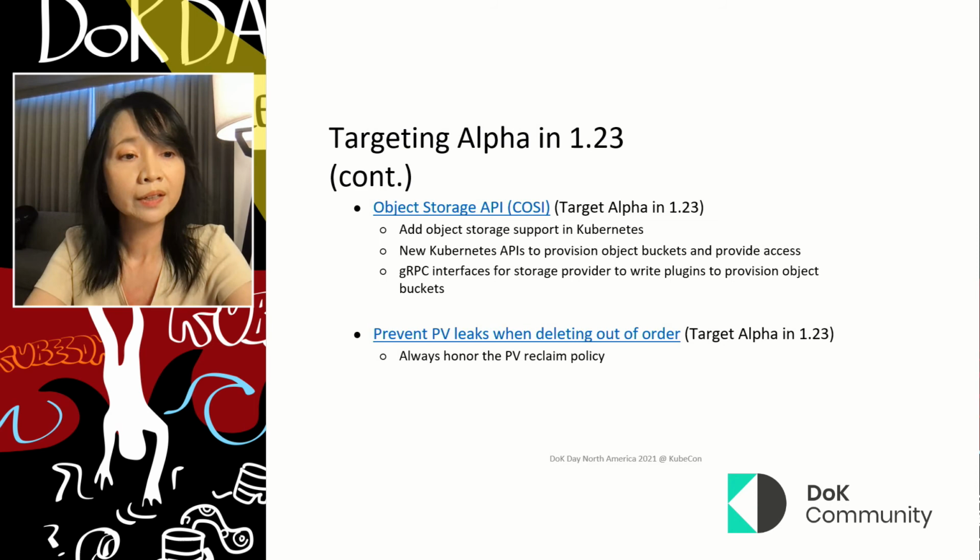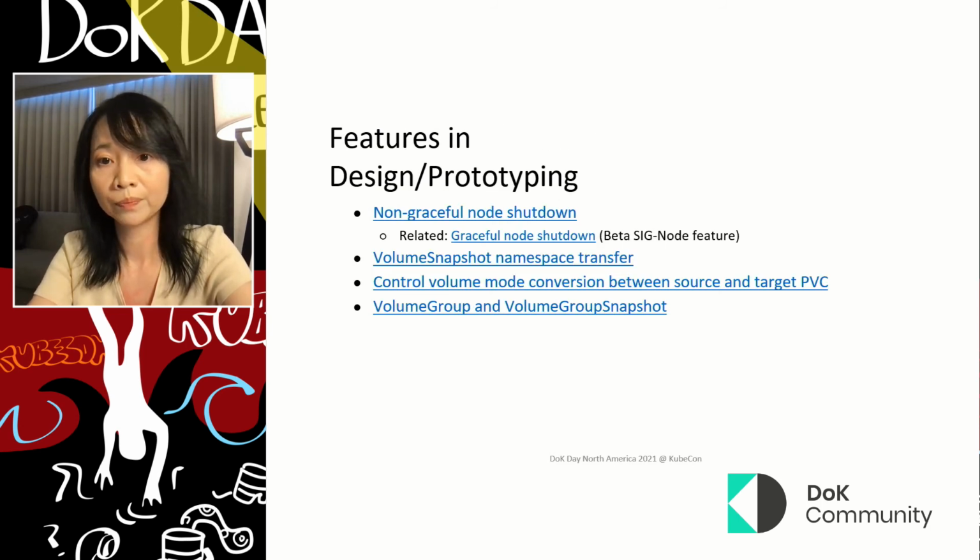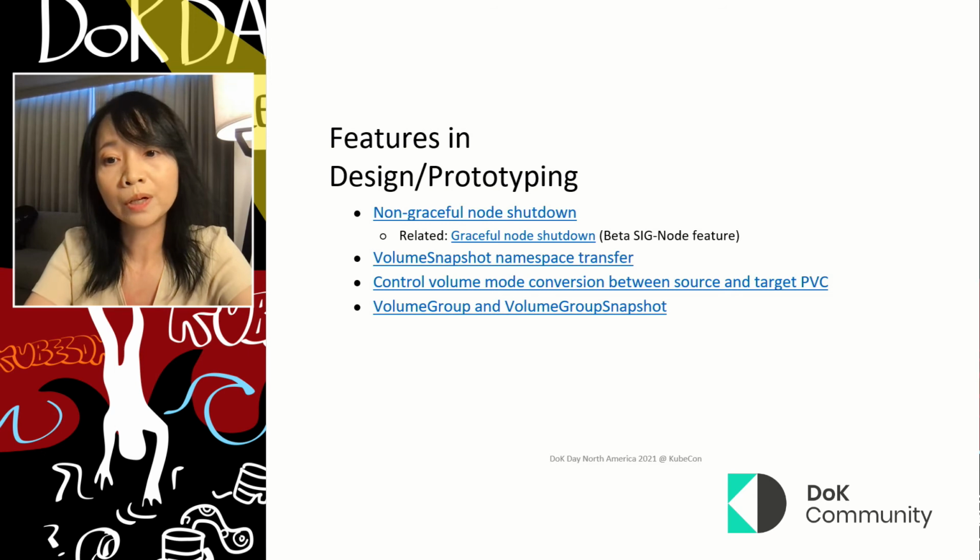And the second feature listed here is preventing volumes from being leaked when deletion is out of order. This means that the PV reclaim policy should always be honored. If it is delete, then the volume on the storage system should be deleted when the PV is deleted, regardless of whether the PVC or PV is deleted first. This is targeting alpha in 1.23. There are also a few other features that are still in design or prototyping phase. I included links for your reference, but I won't go into details here.